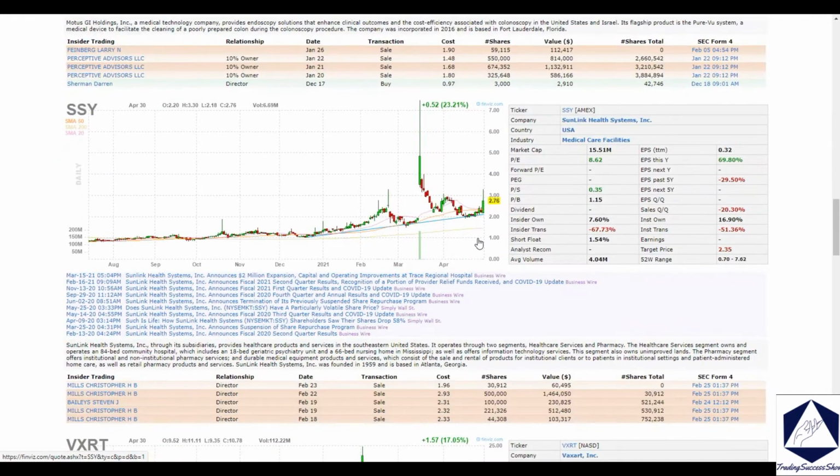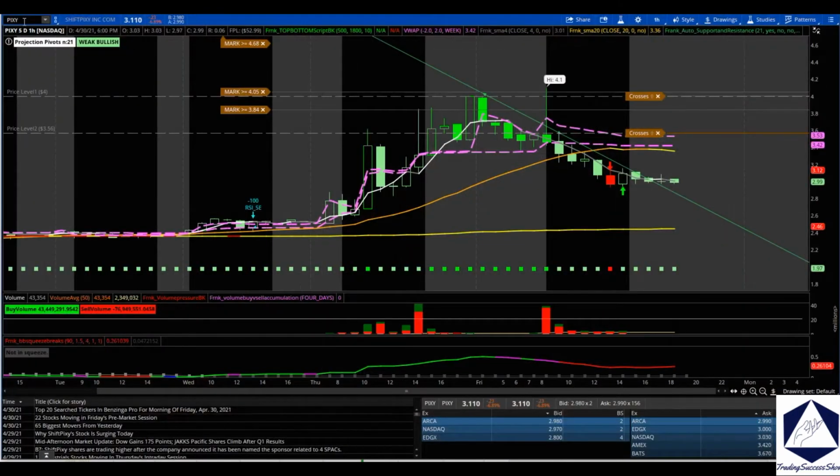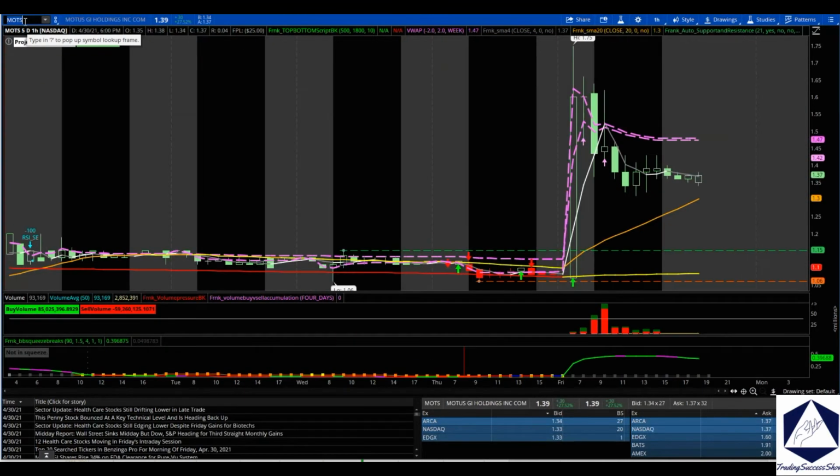Let's look at SSY. SSY is really good. I do like SSY because we are just right above and we close above the moving averages. Okay, let's look at Thinkorswim and see what the chart is saying on MOTS.